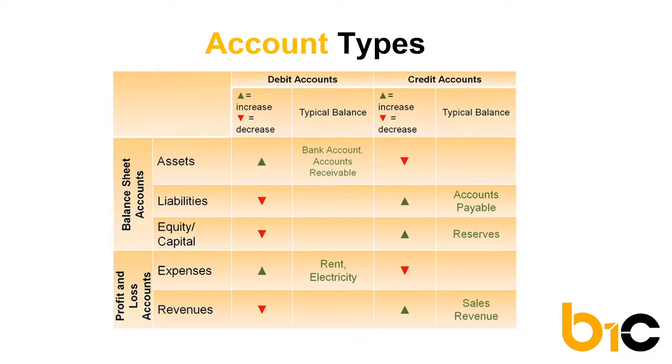Let us continue with account types here. Here we see the typical account balance of the different account types. For example, let us look at the value exchange for assets and liabilities. For assets, debit transactions always increase the asset value, credit transactions always decrease the asset value. For liabilities, credit transactions always increase the liability, debit transactions always decrease the liability.